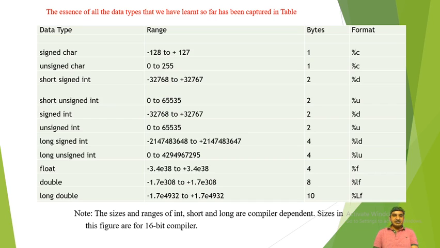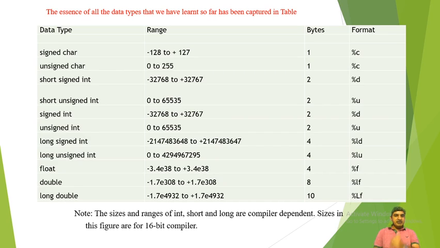Short signed integer, the range is minus 32768 to 32767. It is 2 bytes and the format is %d. Now short unsigned integer. The range is 0 to 65535. It is 2 bytes and we use the format %u.